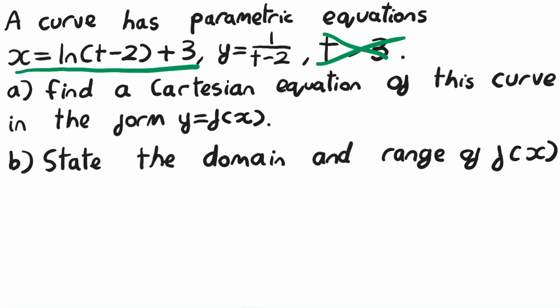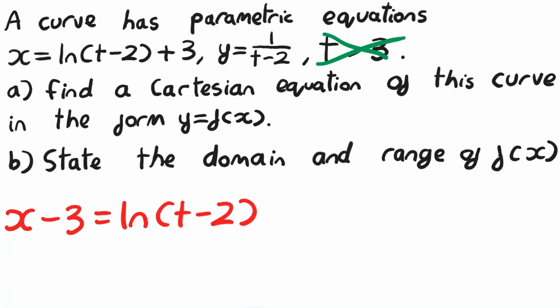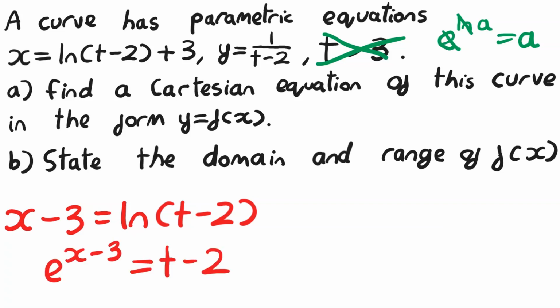If we start with the parametric equation for x, we're going to rearrange this in order to make t the subject. First, we're going to move the plus 3 onto the other side, so it becomes x minus 3 is equal to the natural log of t minus 2. Then we're going to make both sides powers to base e. The reason is that when you do e to the power of the natural log of something, the e and the natural log cancel out to just leave you with the something. So if we make both sides powers to base e, this side becomes e to the power of x minus 3, and on this side the natural log cancels out and just leaves us with t minus 2.